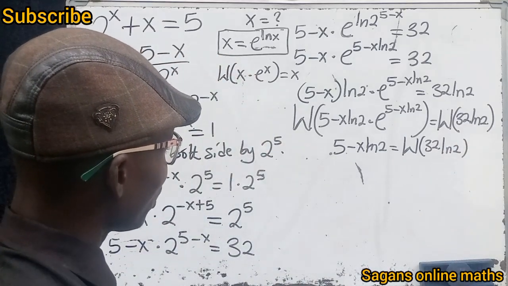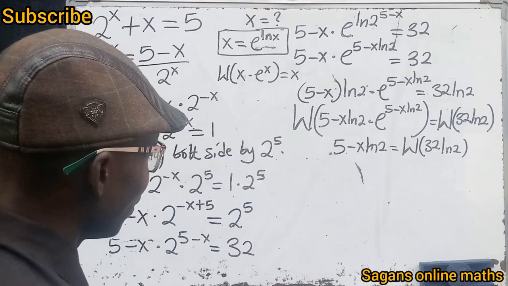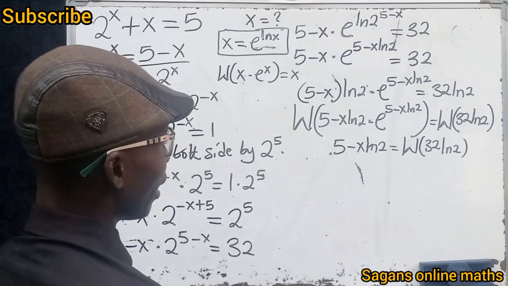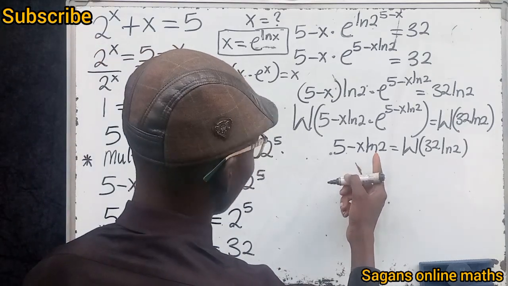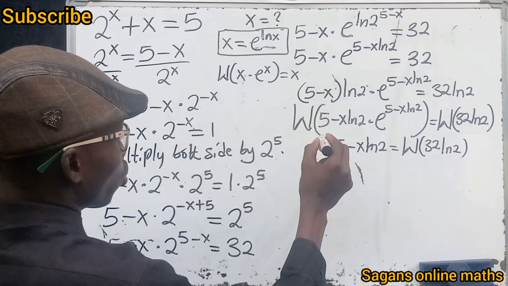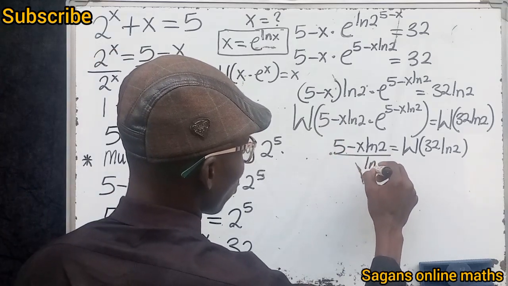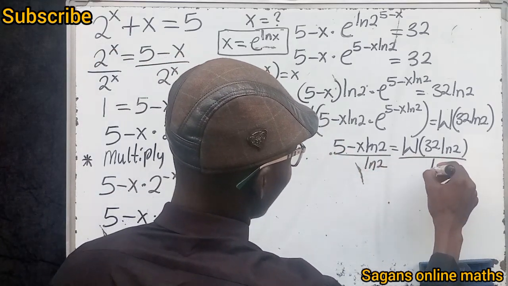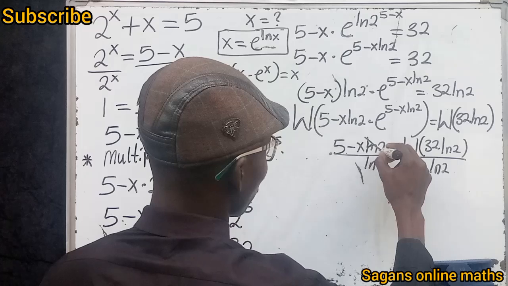So what are we going to do here? What we are going to do again is to divide both sides by ln 2, so that I can remove this ln 2 from here. Remember, our target is to find x. So if we divide here by ln 2, we also divide this by ln 2.